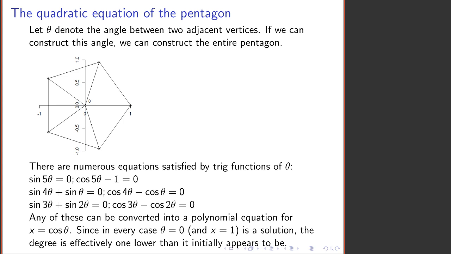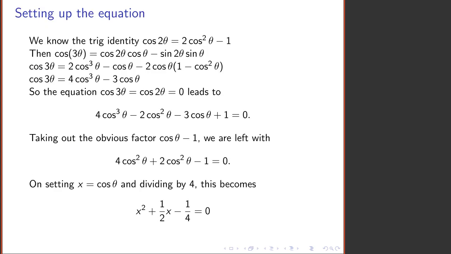By using trig identities, we can compute any of these functions of theta in terms of powers of cosine theta. And if I set that equal to x, I've converted it into a polynomial equation. In each case, for all of these angles, theta equals 0 is a solution. So the polynomial equation that we'll get is actually 1 degree higher than the one we need to solve because we already know one root and just have to determine the other roots. Okay, let's go at this with standard trig identities.